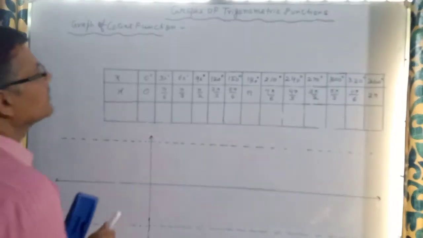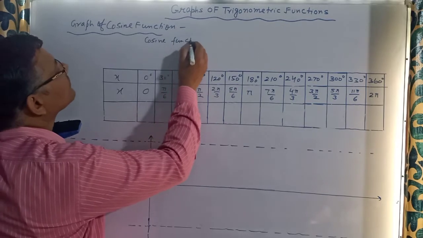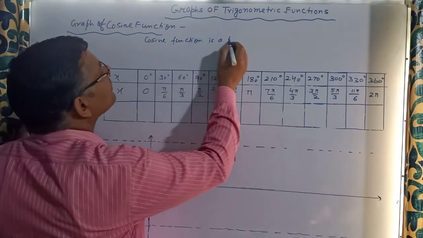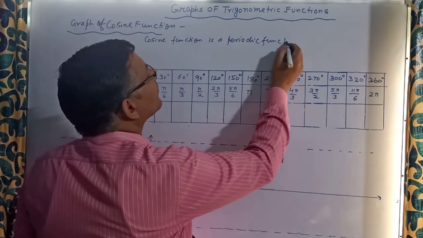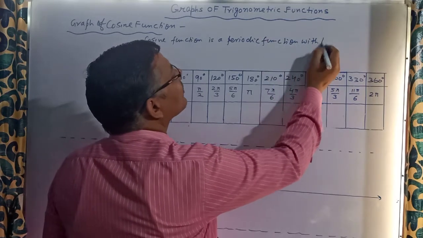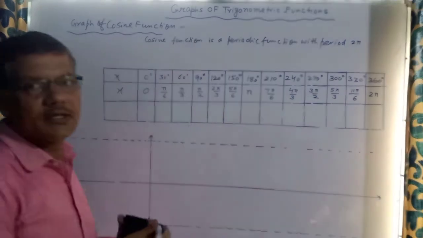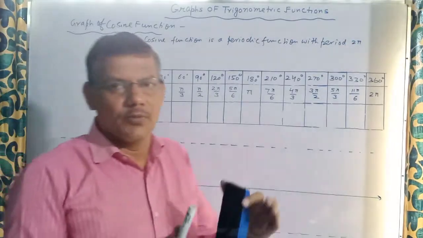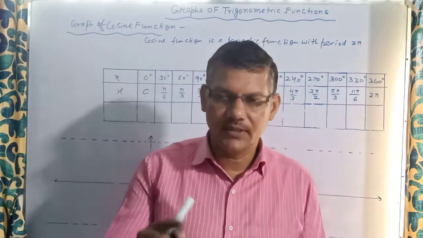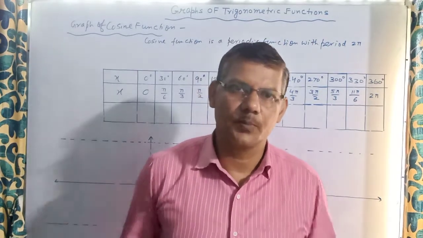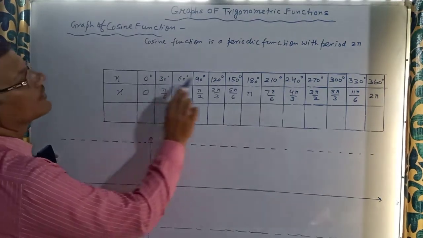Again, the cosine function is a periodic function with period 2 pi. It means that to get the graph of this function, the minimum interval we take is 2 pi, then we get one phase of that graph, and when we extend it then we get the complete graph. So again we start from 0 degree up to 360.